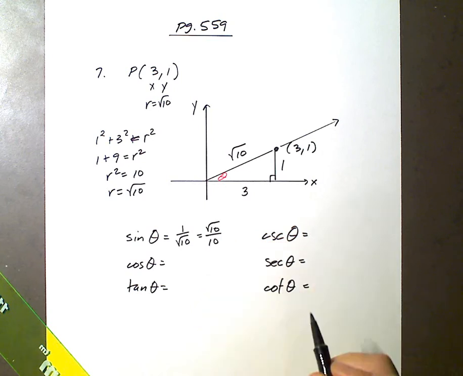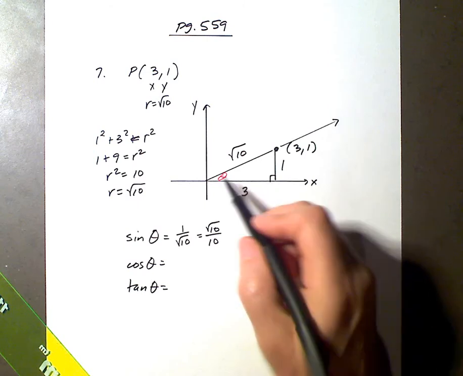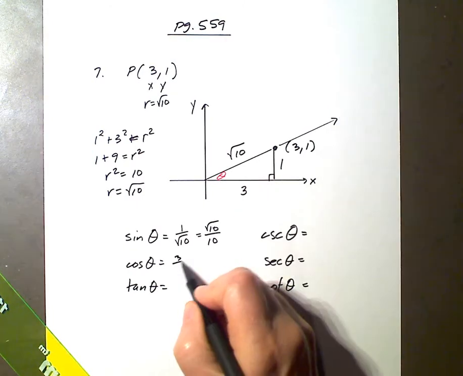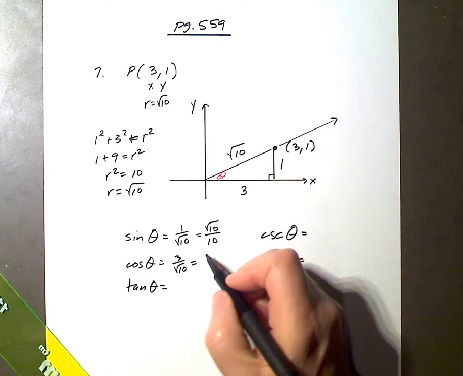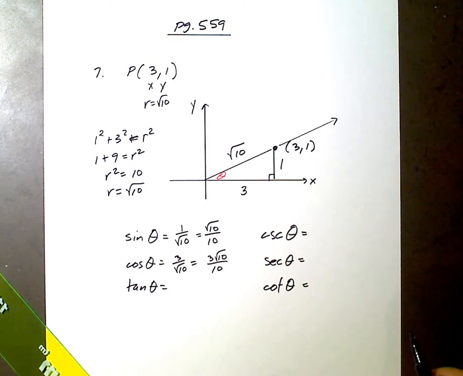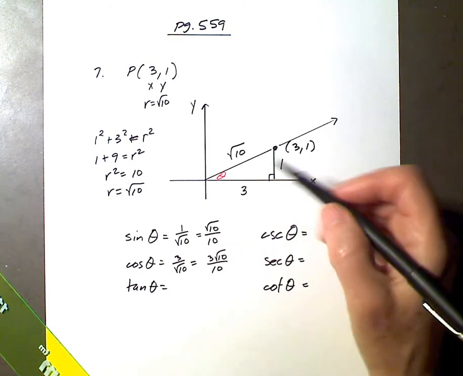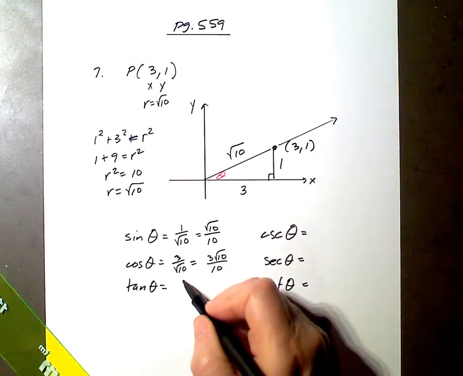And then the cosine of theta is 3 over root 10. So when I multiply that by root 10 over root 10, I get 3 root 10 over 10. And then the tangent of theta is 1 over 3, or I can divide this by this and I get the same thing, so it's positive 1 over 3.